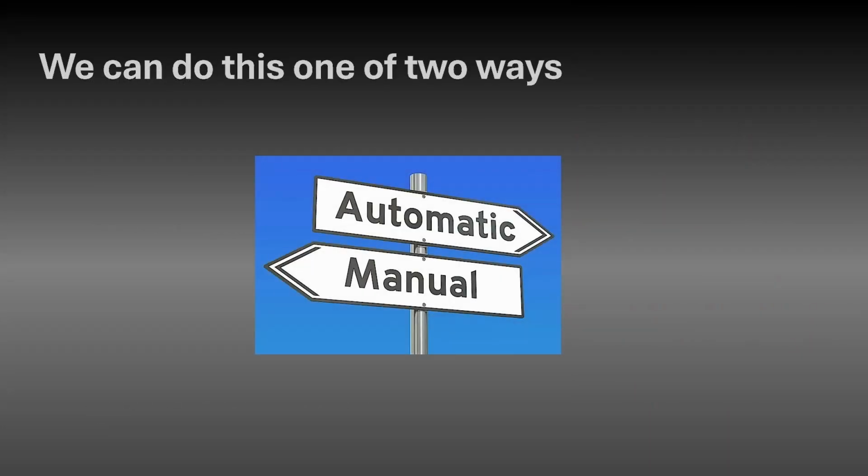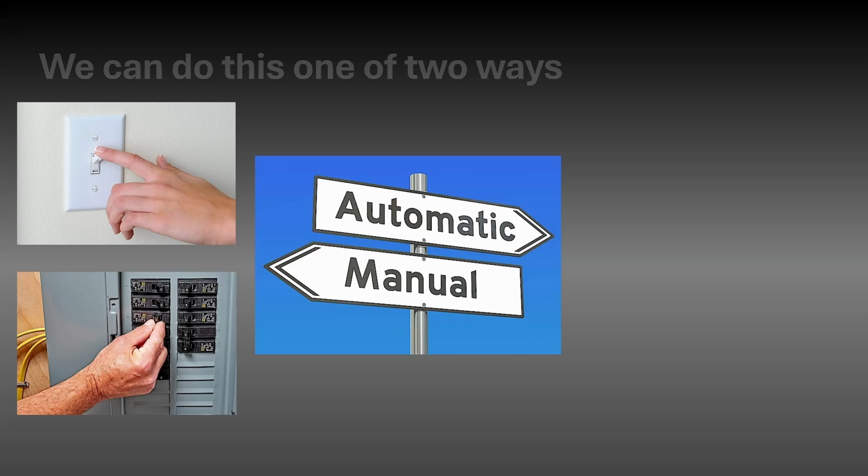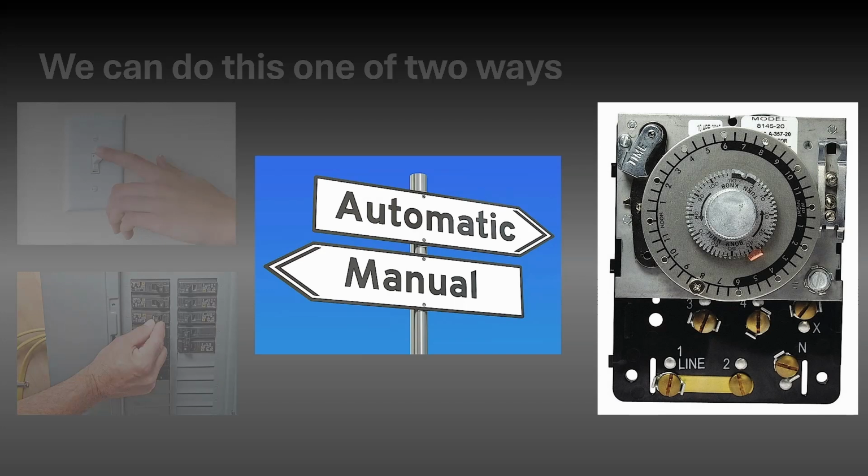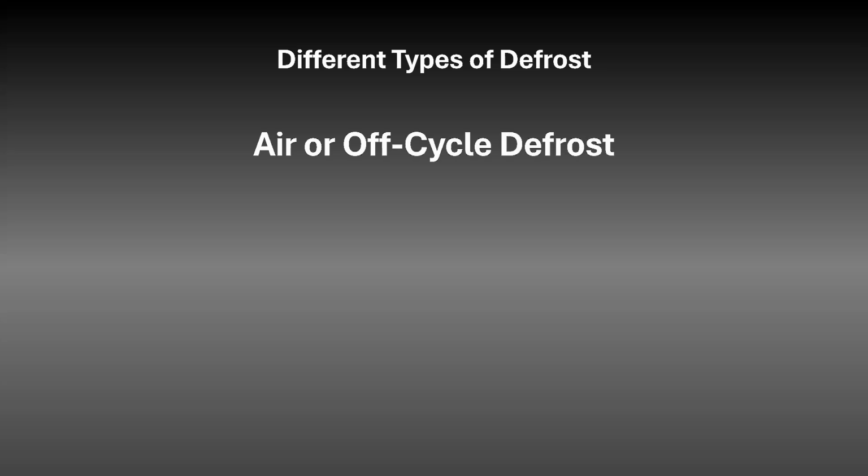And we can do this one of two ways. We can do this manually, simply by turning off our refrigeration, or we can do this automatically. And we enter into our defrost time clock. First time we're seeing this image. Now, we're not going to talk about it quite yet because we need to go through a couple of different types of defrost. And the first type we're going to talk about is called air or off-cycle defrost. Now, one of the things I love most about refrigeration and thermodynamics in general is so many components and terms that we deal with are so self-explanatory.